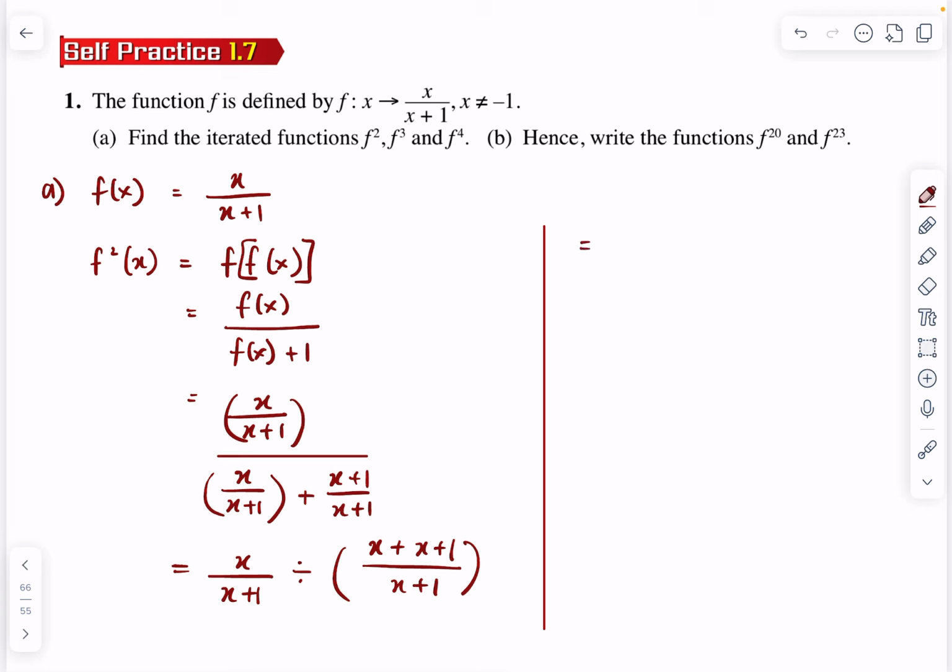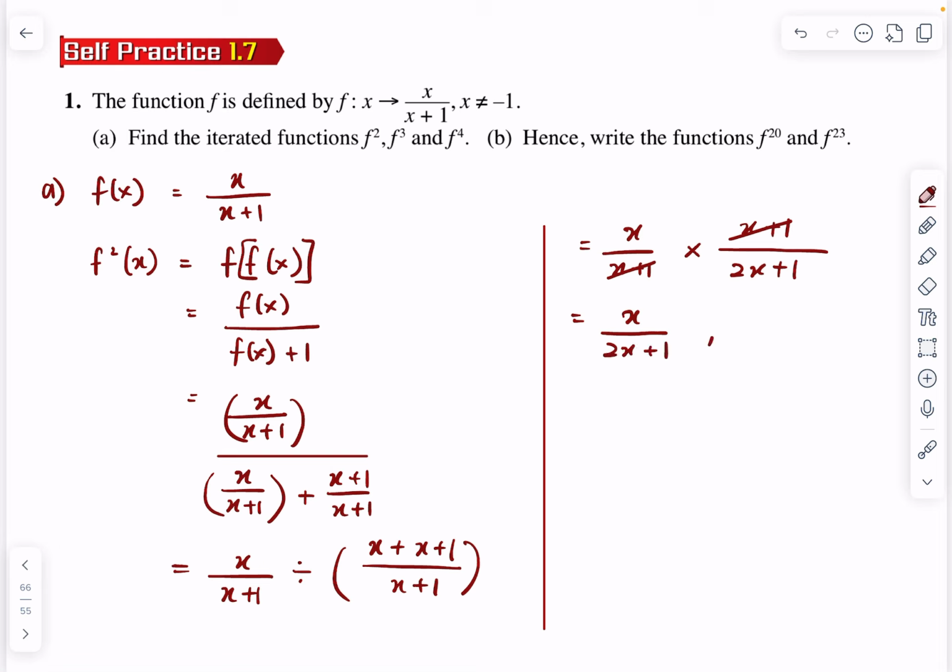Then if you have a fraction divide, you have to swap this and make it times. So we get x over x plus 1 multiplied by x plus 1 over, this one will just become 2x plus 1. So you have times, and then the numerator and denominator are the same, which means you can cut. So this will give us x over 2x plus 1.